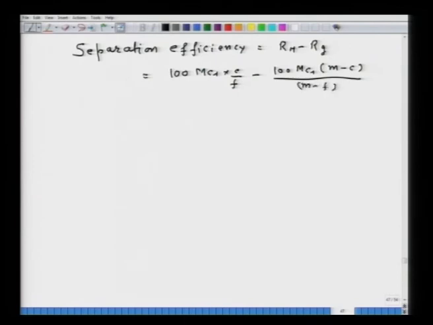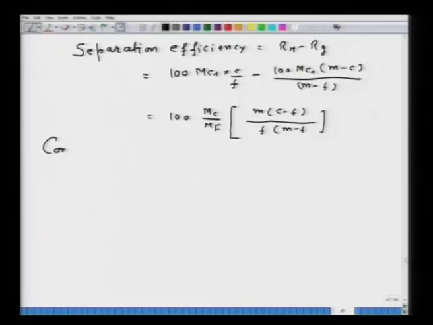So, I further simplify it. I will be getting 100 M C upon M F. I simply replace M C 1 by M C upon M F, that is equal to M into C minus F upon F into M minus F. So, that is the separation efficiency and the evaluation of the concentrate.